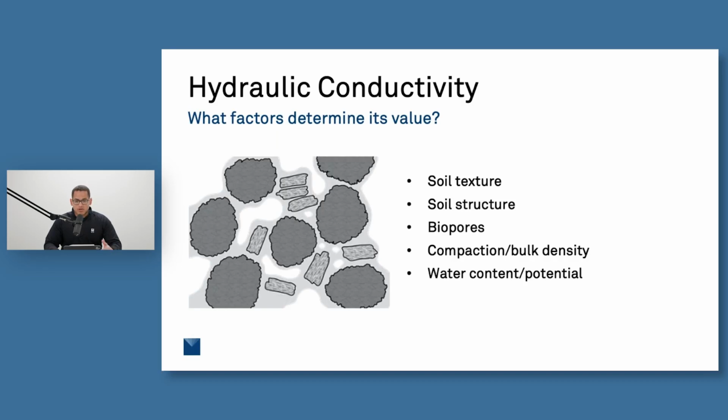And then, of course, and you'll hear a little bit about this, but I would recommend diving more into this, is water content and potential. The antecedent conditions can actually impact how the soil infiltrates water, especially in expansive soils. That plays a really big role.